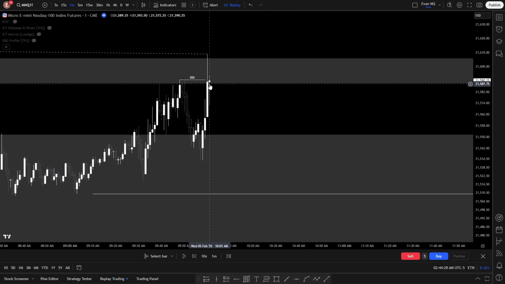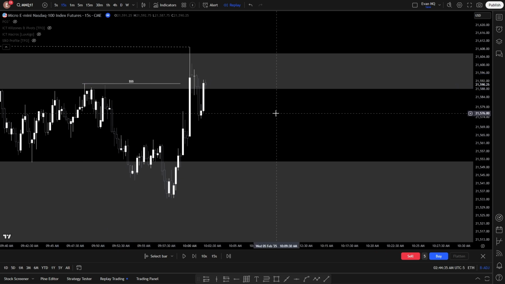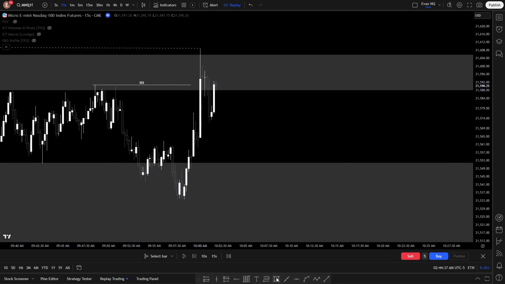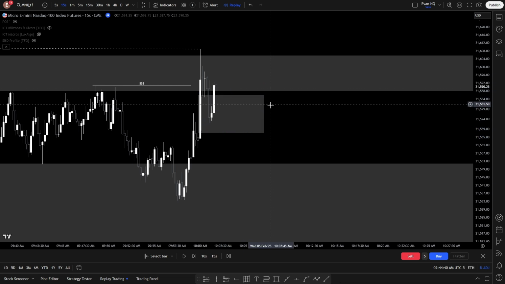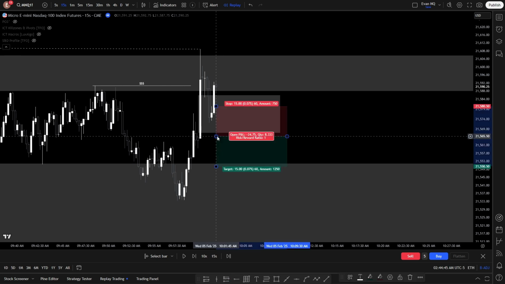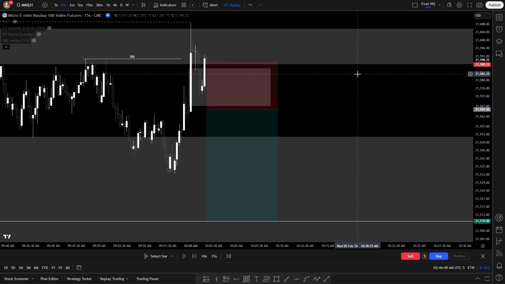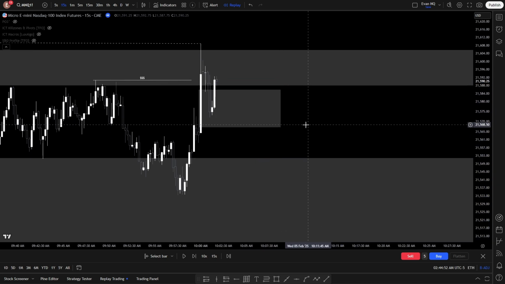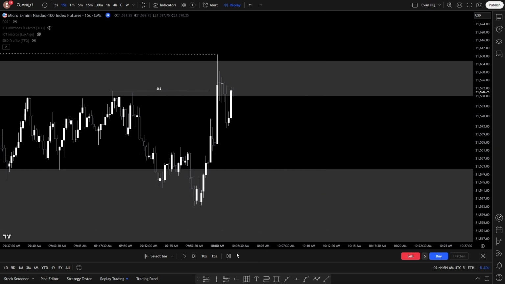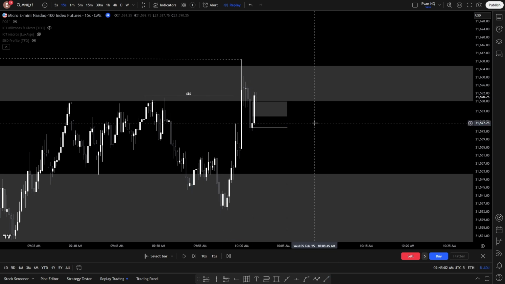So after this got wicked, I zoomed down to the 15-second. And then we also have this imbalance right here. I wanted initially to wait for this to get ran through to maybe get a trade targeting there, but I didn't like the risk that was possibly on the table. So I waited for this to get ran through and see this level get closed below right here.